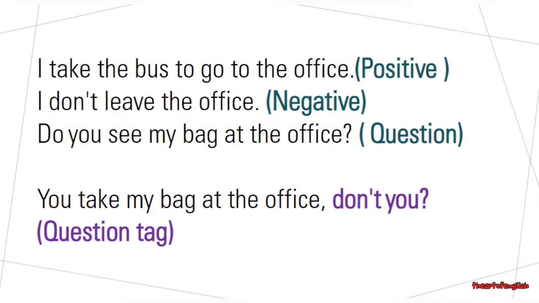So here there are some sentences. The first one is a positive sentence: I take the bus to go to the office. The second sentence is a negative sentence: I don't leave the office. The third is a question sentence or interrogative sentence: Do you see my bag at the office? And then the fourth, here is the question tag: You take my bag at the office, don't you?